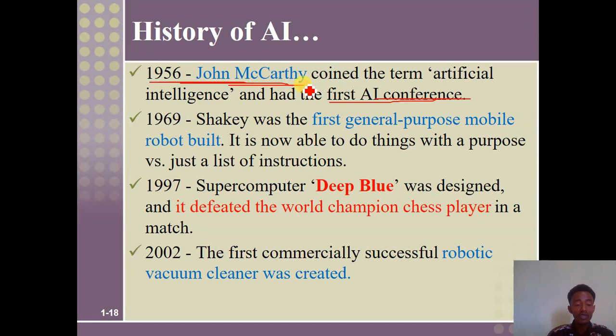So this man is considered the father of artificial intelligence in the history of American artificial intelligence. Another one, in 1969, Shakey, the first general purpose mobile robot, was built. In 1997, the supercomputer Deep Blue.